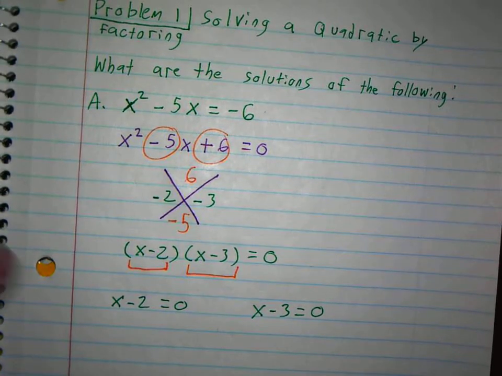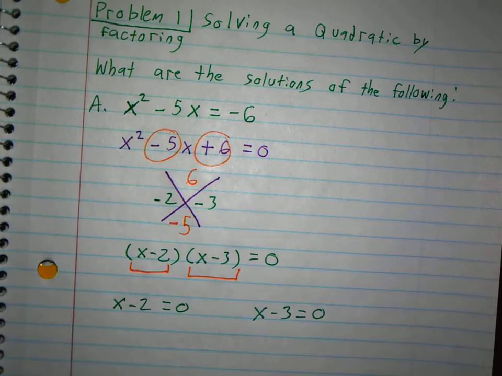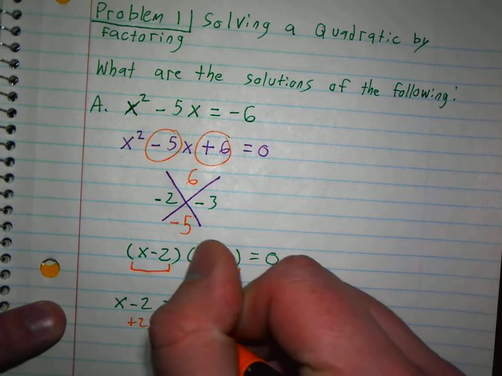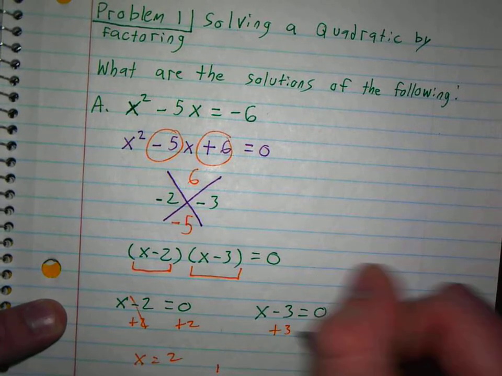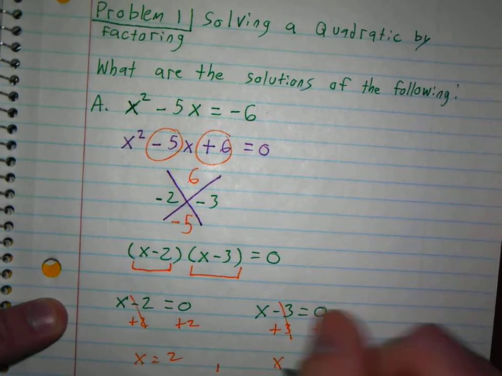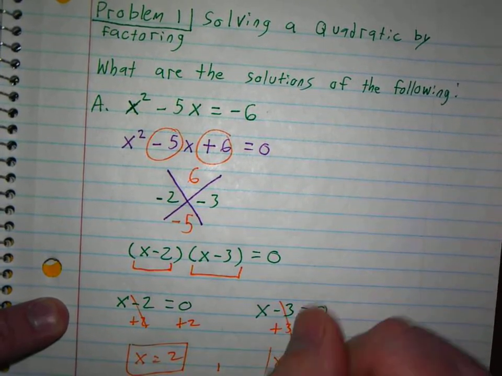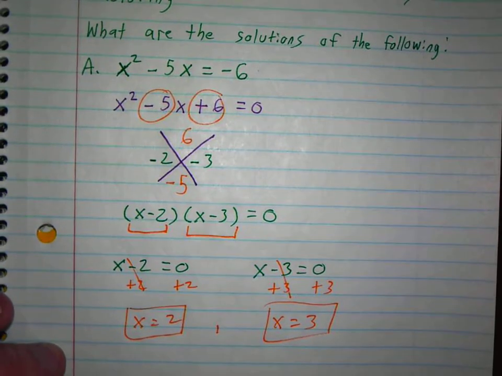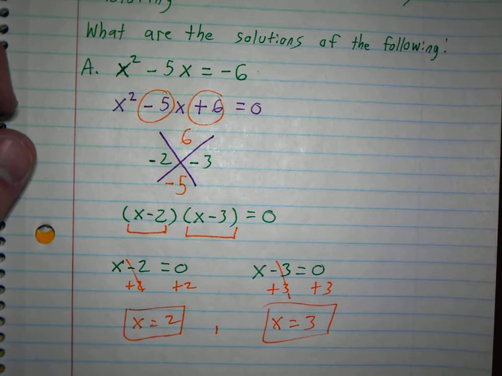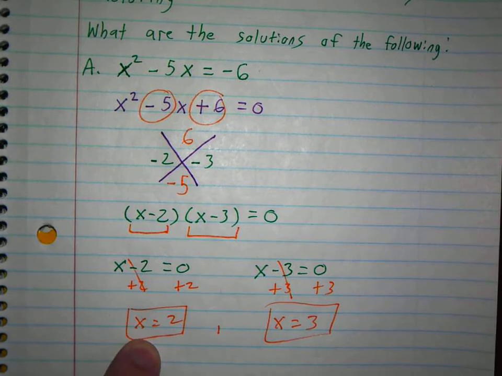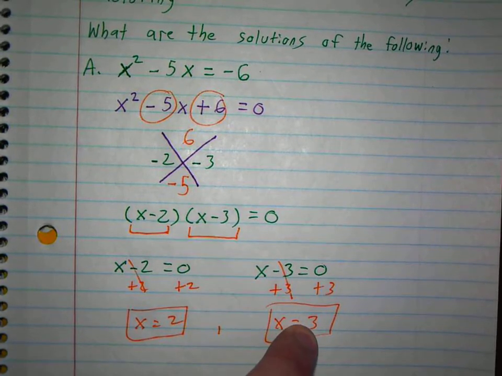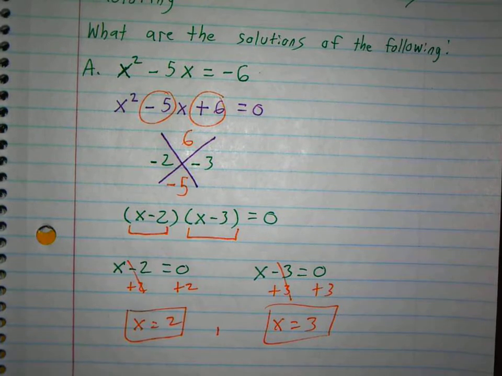Solve them for x. I'm going to add 2 to both sides. Alright? So x equals 2. And then also add 3 to both sides. x equals 0 plus 3, which is 3. So those are my two solutions. Right. Yes? The way I like to think about it is if that's x minus 2, then your solution is x equals 2. If it's x minus 3, then it's x equals 3. If it's x plus 3, then it's x equals negative 3, right?